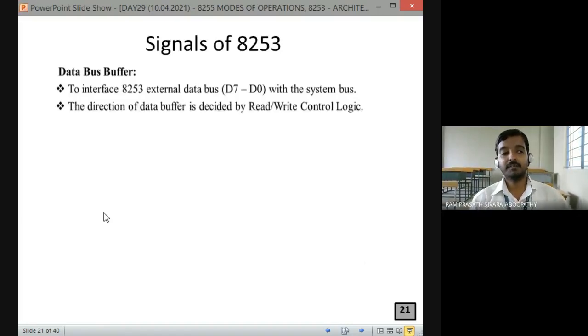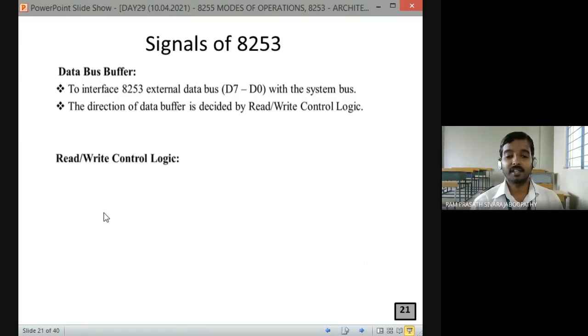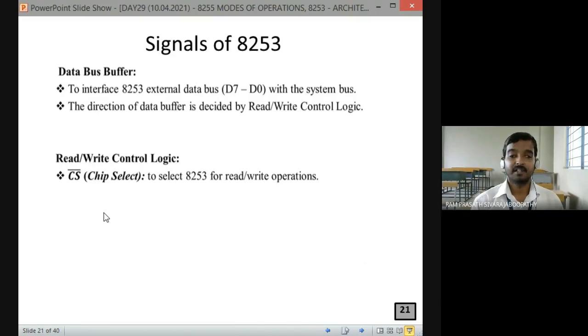The direction of the data buffer is decided by the read write control logic. Fine. What signals did we see in the read write control logic? Chip select, to select the 8253. Yes.